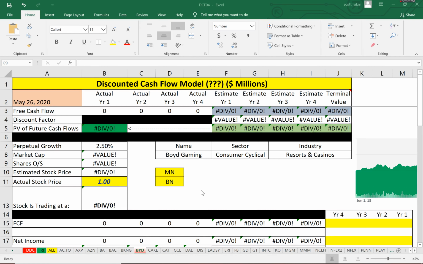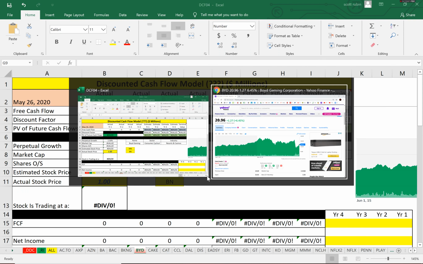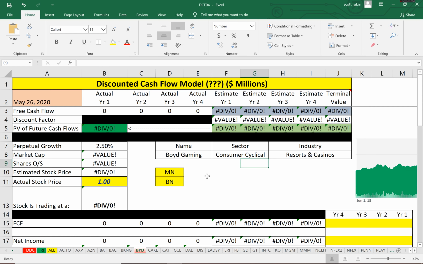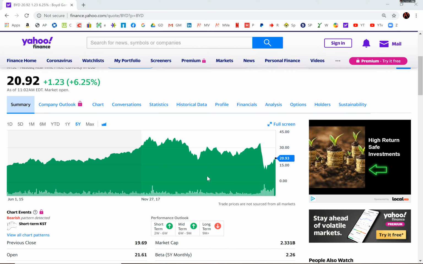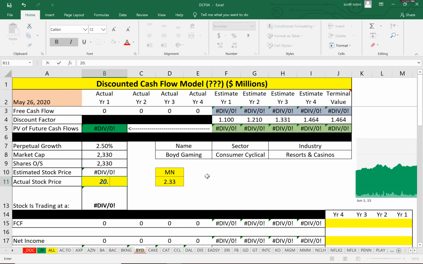Let's look at Boyd Gaming and run a discounted cash flow model and identify the intrinsic value of the stock. Now, the way we run a discounted cash flow model is we figure out the estimated future free cash flow of a company, discount that back to today's dollars, and then I compare it to what they're currently trading at.